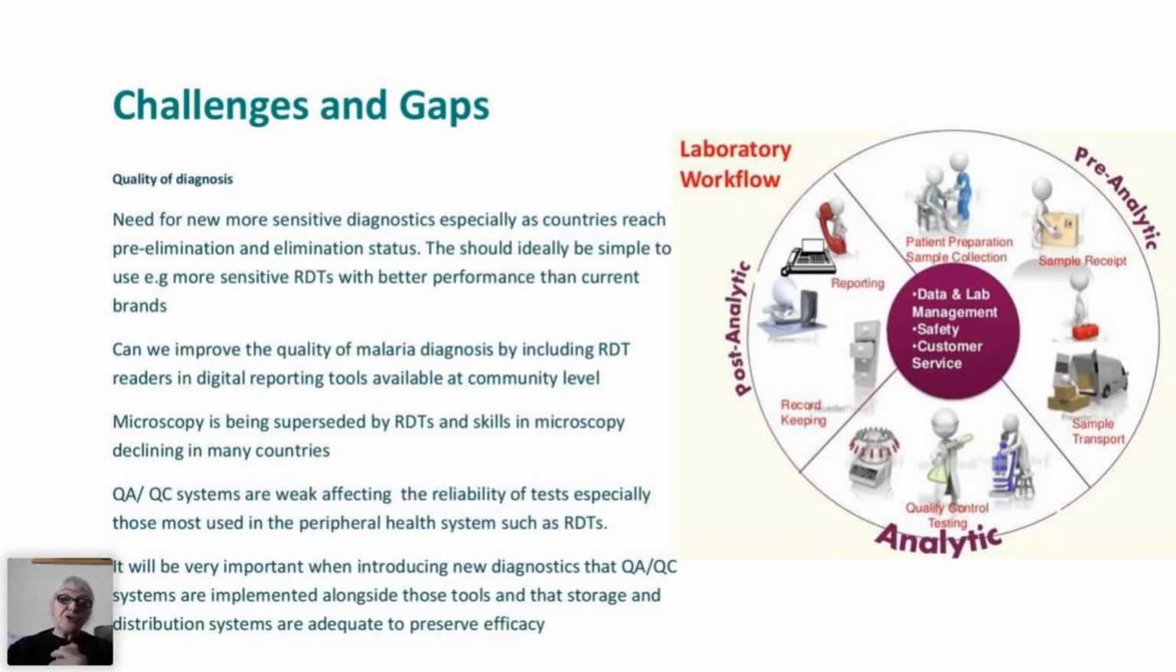Quality assurance and quality control systems are often very weak, affecting the reliability of tests, especially those most used in the peripheral health systems, such as RDTs. And so when you're thinking about introducing new diagnostic tools, please think about the quality assurance and quality control systems that need to be implemented alongside the tools, and that storage and distribution systems are adequate to preserve the efficacy of the tool.